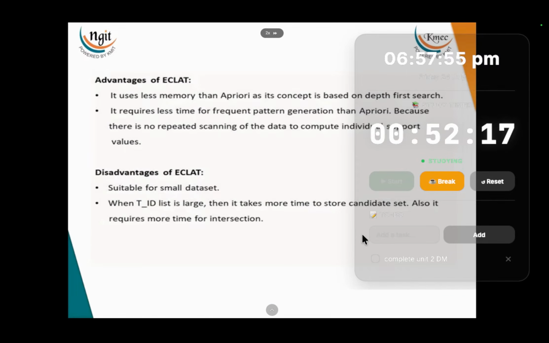But the ECLAT algorithm is suitable only for small data sets. If your transaction ID count is more, then we need to store large candidate sets, and it also takes much time to intersect all the items together.